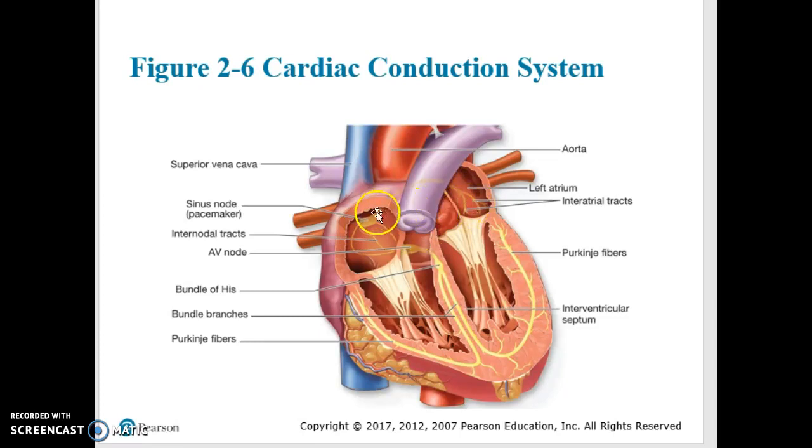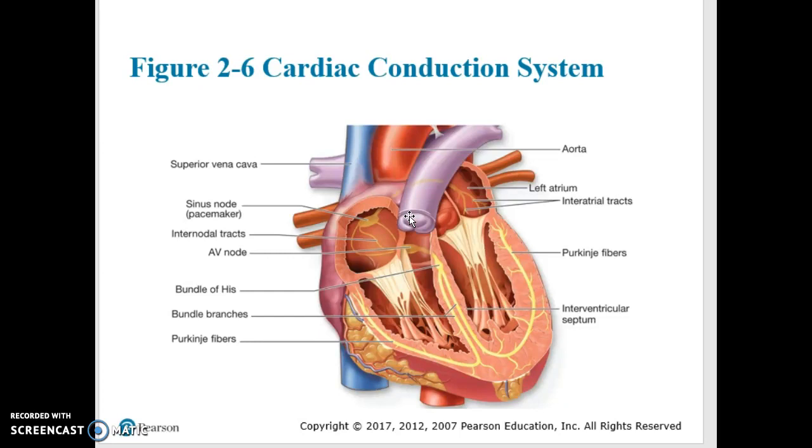So once they branch out to the atrium and travel that tract, this is part of the atrial depolarization, and this makes those atria contract. So step 1 is the SA node, step 2 is the interatrial tract, and step 3, it branches out across the atrial tissue, making the atrium contract.